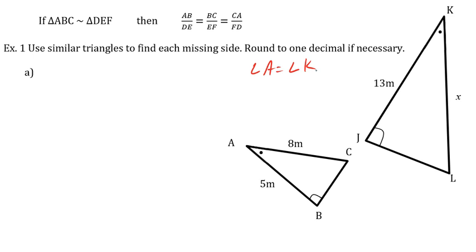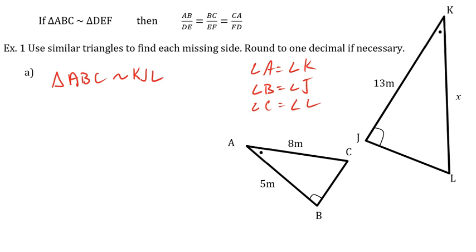Nice. Angle B is equal to, Ahmed, which one? Angle J. And that means angle C is equal to angle L. And then what I do want you to do every time is triangle ABC is similar to KJL. And I want you to get that in the right order.